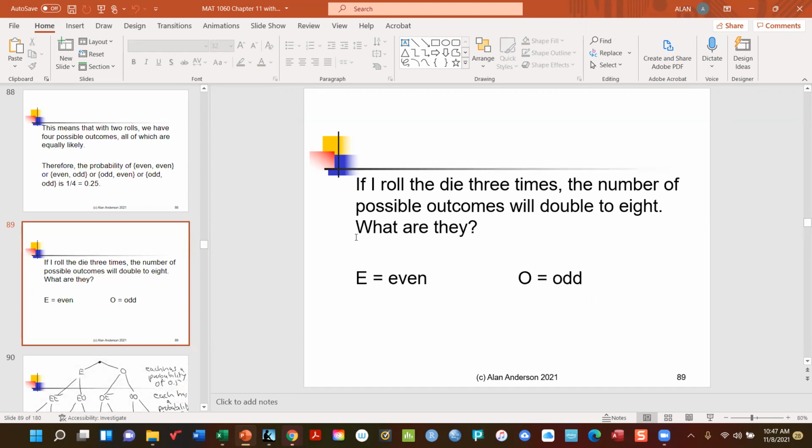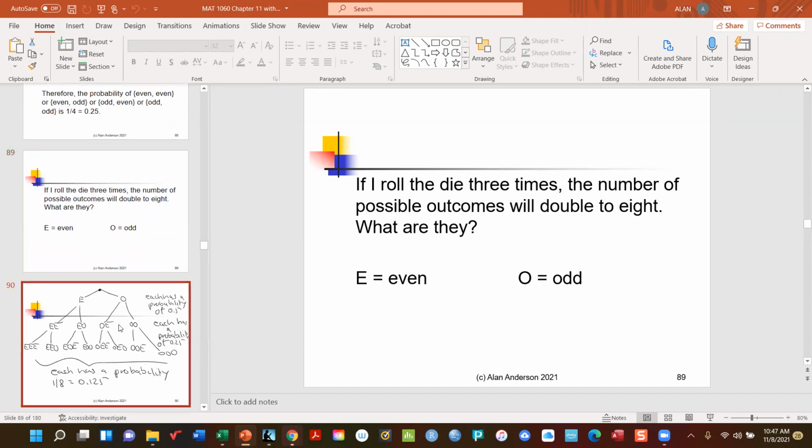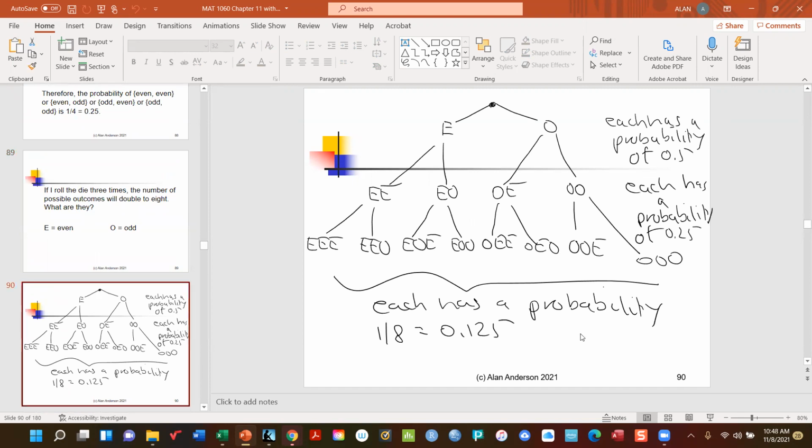All right, so from now on, we're going to abbreviate even and odd. Obviously, E is even, O is odd. And what I've got on the next slide is a tree diagram that will help you figure out what could happen every time I roll the die. So if you can see what's going on here with these different branches, when I roll the die once, I'm only going to get either an even or an odd, each of which has a probability of 1/2.